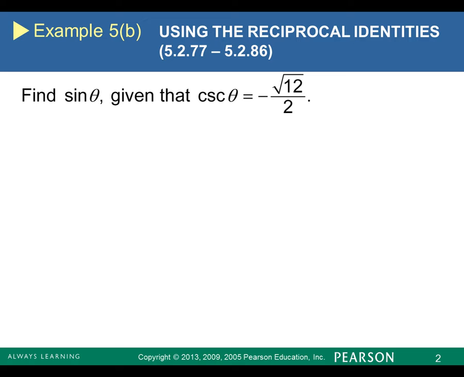Okay, we want to find the sine theta given that cosecant is a negative square root 12 over 2. So in the past, we were given a value and we had to come up with the 6 trigonometric functions. Here we know one of them. We know cosecant. Okay, but we want to find its reciprocal, sine. So what would we do to find sine from that cosecant? What would we do there? Travis?